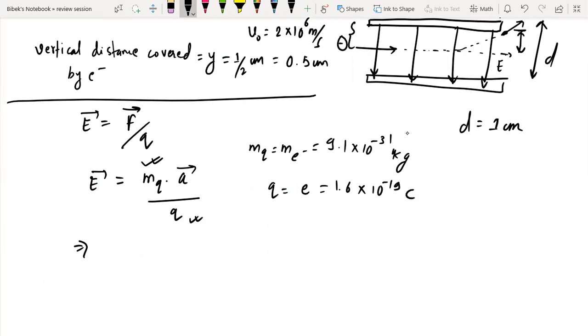All you need to find is the acceleration, that is constantly pulling this charge towards the upper plate. So if I want to find the acceleration, that means Q over M times the electric field is the acceleration, right?